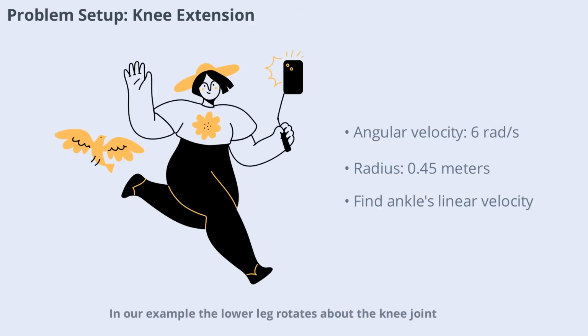In our example, the lower leg rotates about the knee joint at an angular velocity of 6 radians per second. The distance from the knee joint to the ankle joint is 0.45 meters. Our task is to find the linear velocity of the ankle joint using the formula we discussed earlier. This setup mirrors real-world scenarios in sports and rehabilitation settings.